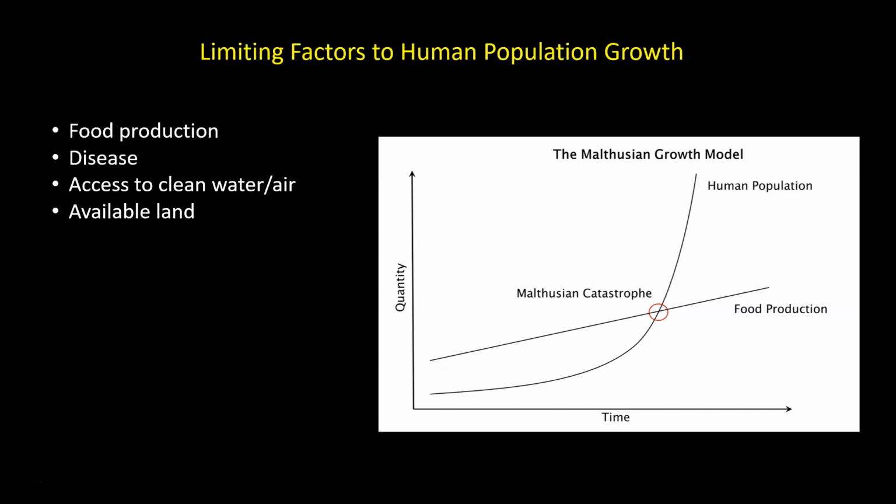Also, as population increases, population density will increase, putting people at greater risk for diseases. Access to clean water and air will be an issue, and finally, the availability of land will come to be an issue as well.